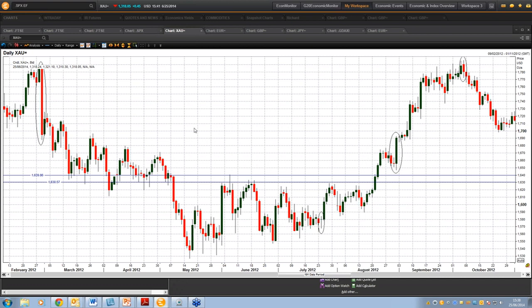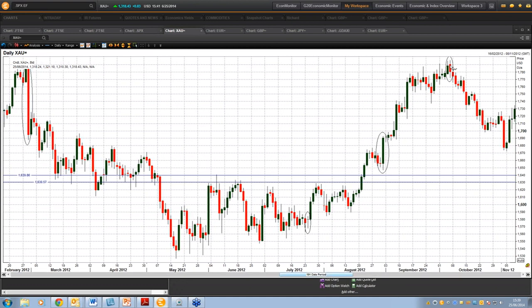Would have given you a target of probably, although I've not been able to measure it, I'd say probably somewhere around that 1750 mark. So it's a very strong move. Okay, back on bullish reversals and candlestick patterns.